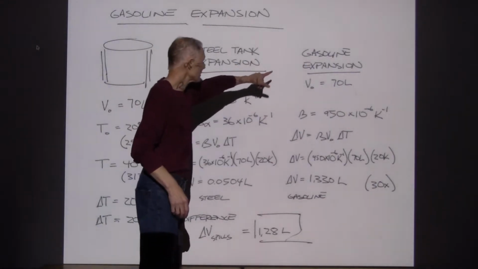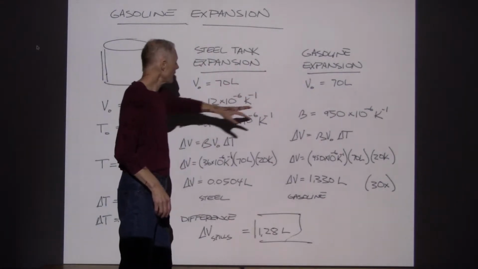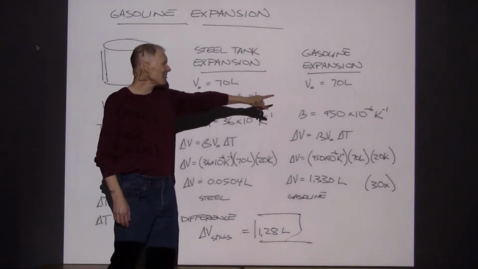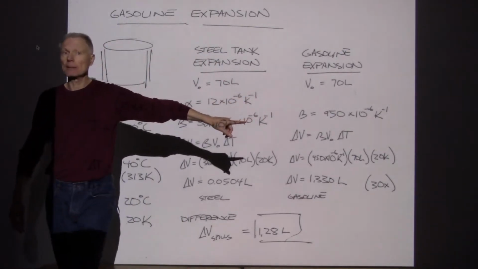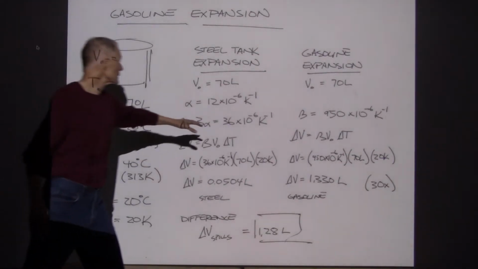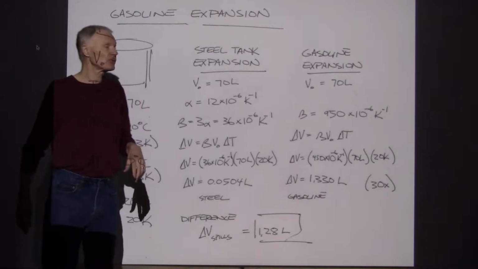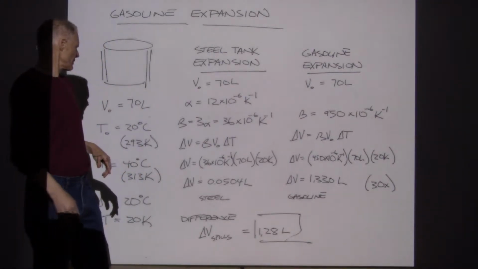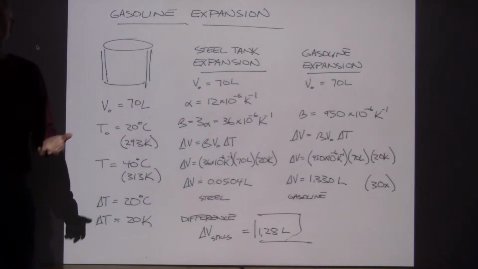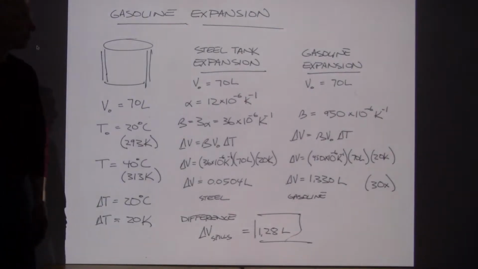Now, when I look at the gasoline expansion, what I find is that the volume expansion coefficient here is 950 parts per million. That's a lot more than the 36 parts per million I'm getting for the steel. It seems like the gasoline is expanding about 3 times as much as the steel expands.